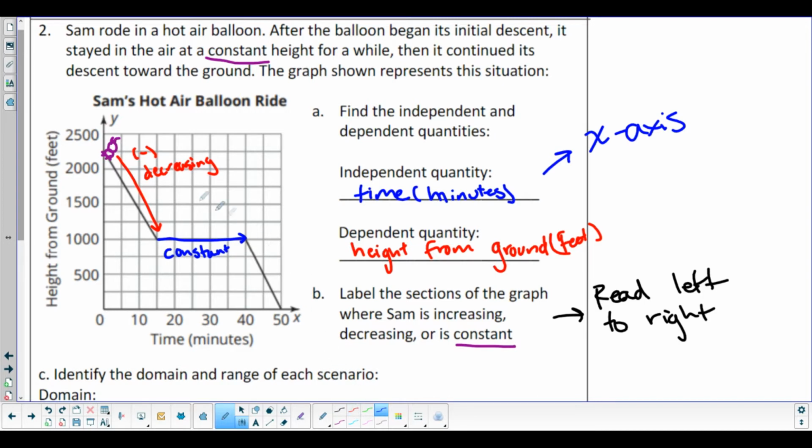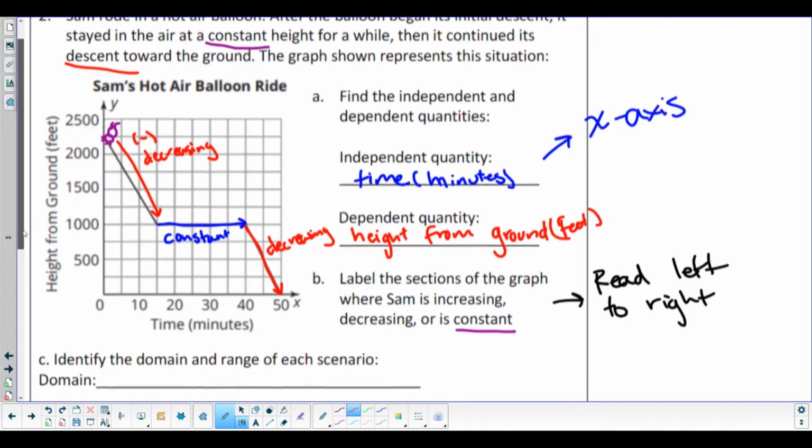Okay. And then in this last section, he descends again. Well, descent is going to give us a little bit of a hint as well to what he's doing, but we can double check as time moves forward. As we move left to right on the x, he is heading down. So we're going to go ahead and say this is also decreasing. I guess Sam doesn't have to be a he. But anyway, Sam.